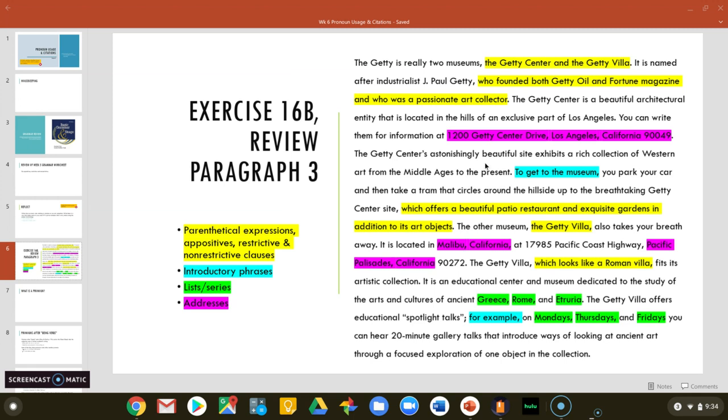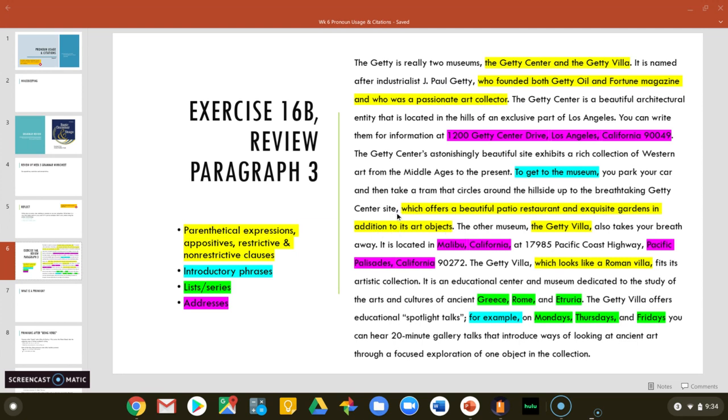The Getty Center's astonishingly beautiful site exhibits a rich collection of Western art from the Middle Ages to the present. To get to the museum, we have a comma there because this is an introductory phrase. A lot of times if you see prepositional phrases at the beginning of a sentence, you put commas after. You park your car and then take a tram that circles around the hillside up to the breathtaking Getty Center site, which offers a beautiful patio restaurant and exquisite gardens in addition to its art objects.